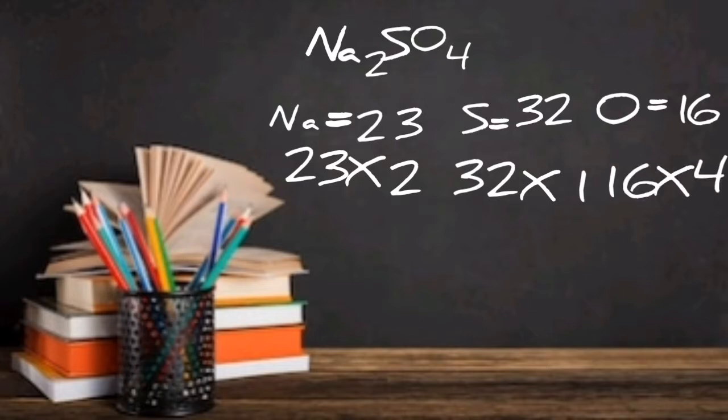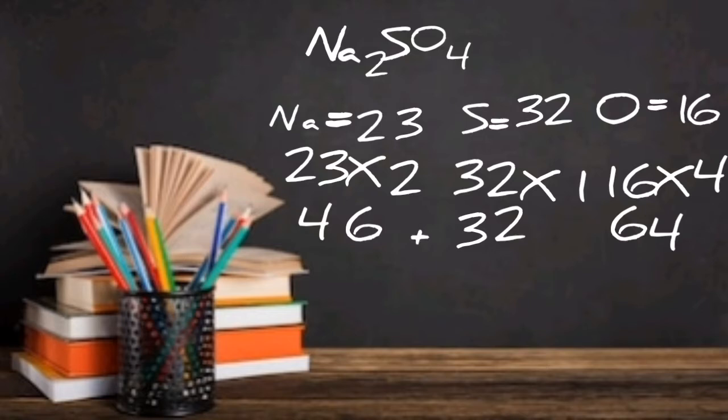So 23 times 2 is going to give us 46. 32 times 1 is going to give us 32. And 16 times 4 is going to give us 64. So when we add all of them together, we are going to get 142 grams. So that is the relative molecular mass.